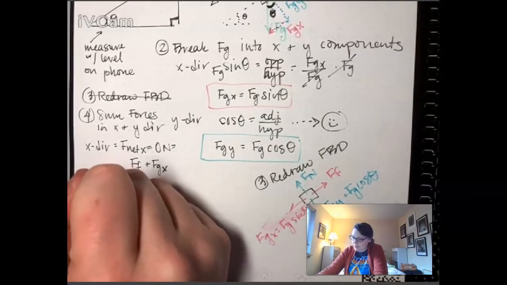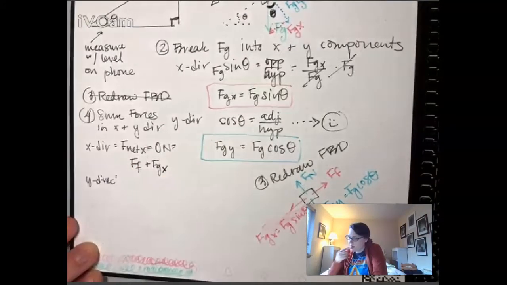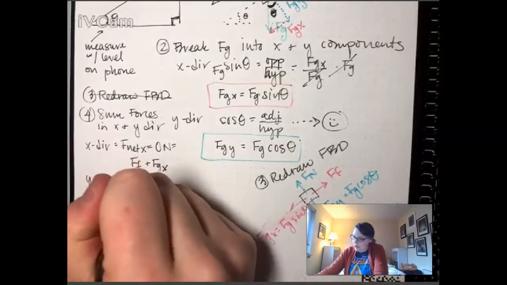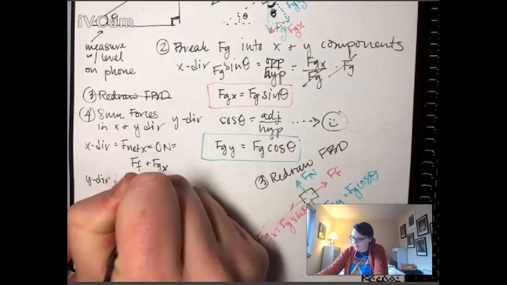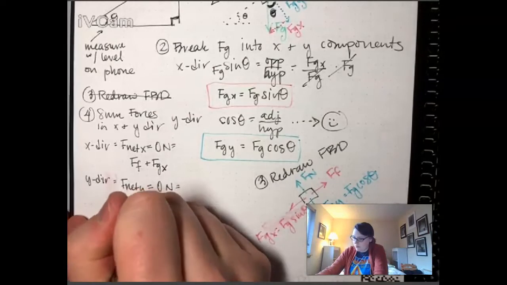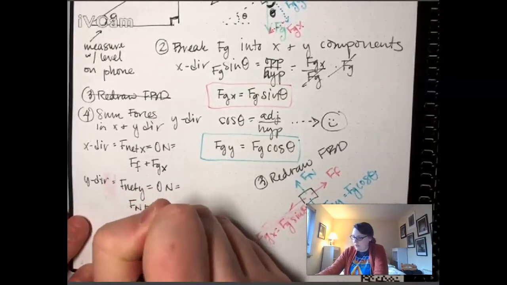In the y direction, I know that my net force is equal to 0, which is equal to the normal force plus the force of gravity in the y direction.